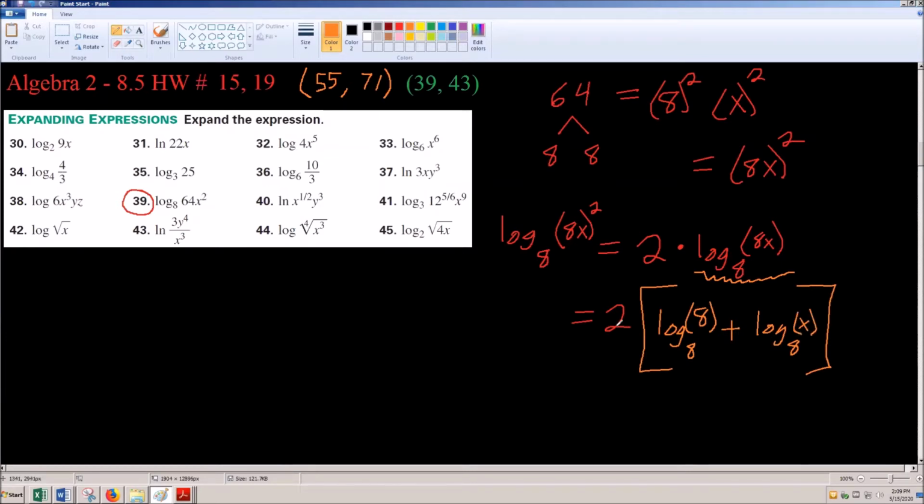Then from here, just keep in mind we have a distributive property, but what is log base 8 of 8? Log base 8 of 8 is just 1. So I'm going to simplify this, do it in green here. Now I have 2 times 1 plus log base 8 of x. There's not really much I can do with that. That didn't come out to be a very good plus sign. Now let's do the distribution, and I'm done. So my final answer here would be 2 plus 2 log base 8 of x. And I'm good to go.